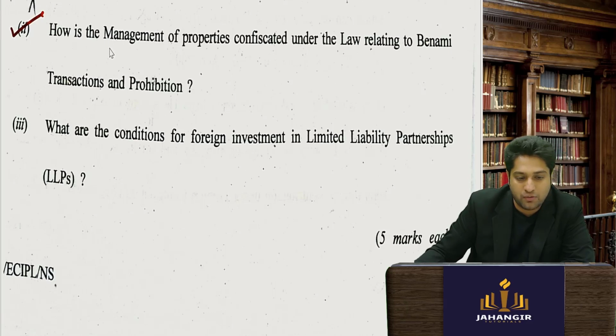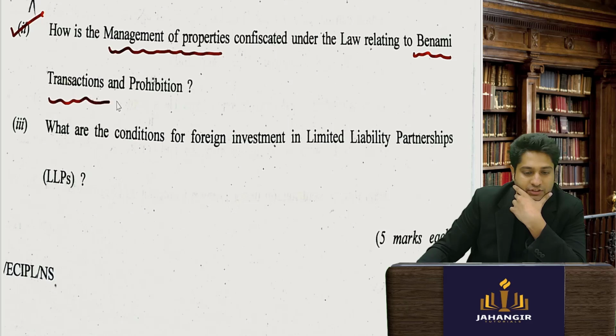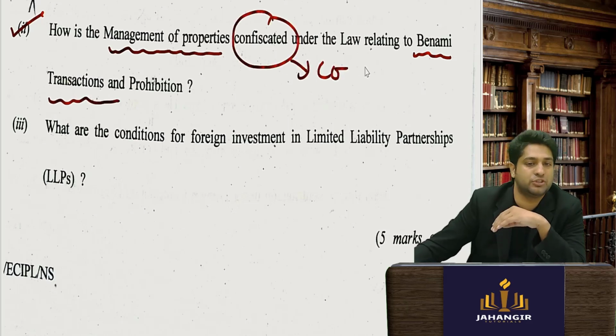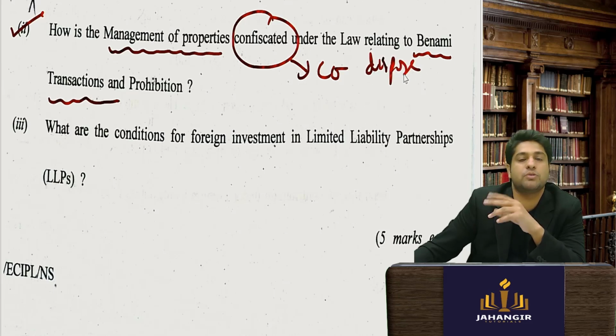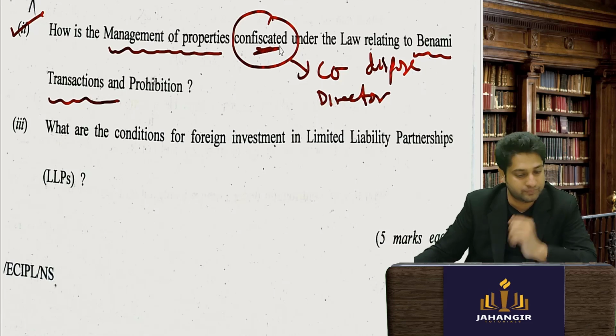Next is, how is the management of properties done under the Benami Transactions Act? Very simple. The central government becomes the owner, then they can dispose of the property as they feel. They appoint an administrator who will manage these properties, sell, collect the amounts, etc.